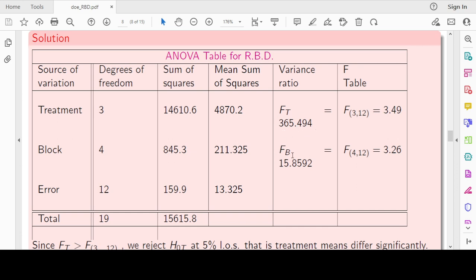Similarly, we obtain FB. We call this the F ratio for blocks, that is, the mean sum of square due to blocks divided by the mean sum of square due to error. So we have this value here.